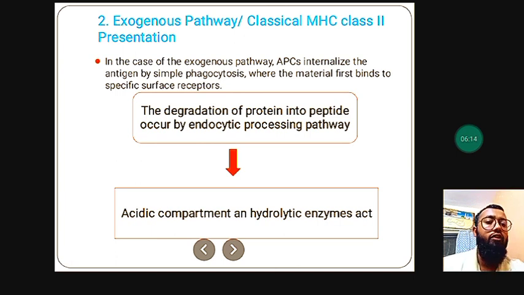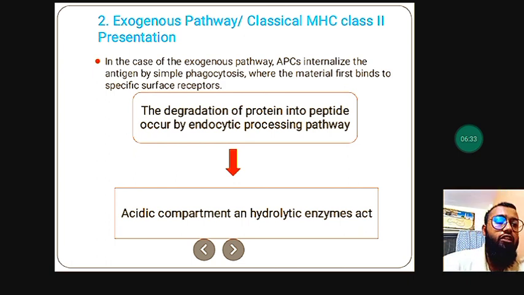Let's see the second one. What is the second one? The second is the exogenous pathway, also called the classical MHC class 2 presentation. So what happens in this pathway?